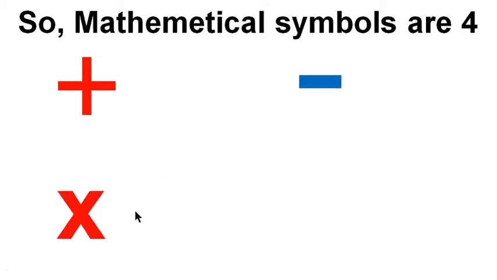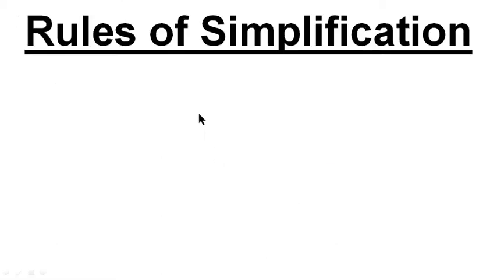So, mathematical symbols are 4 in number. These are the symbol of addition, symbol of subtraction, symbol of multiplication, and the symbol of division. Now we will observe the rules of simplification, how to simplify.